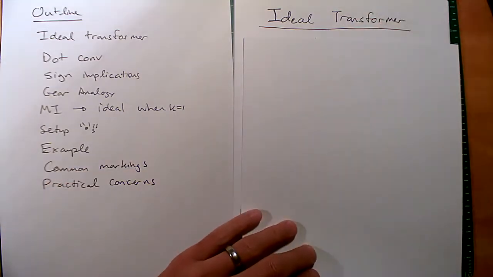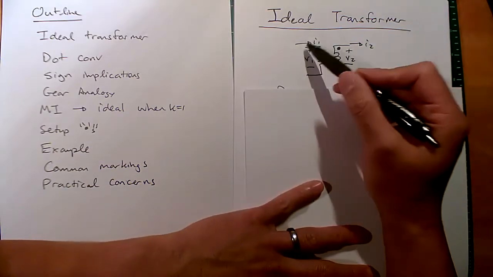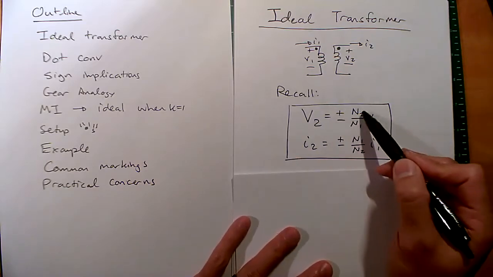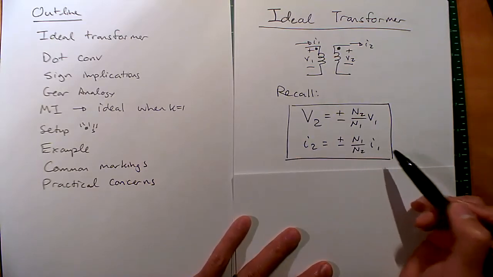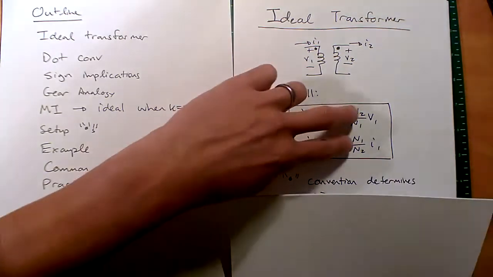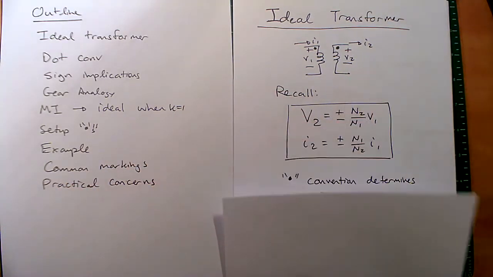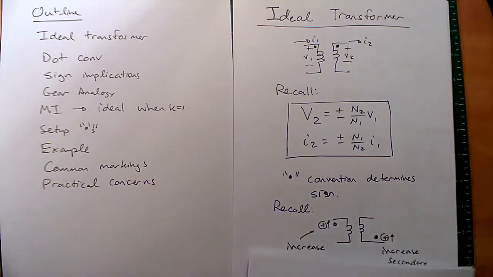Okay, so let's begin with the ideal transformer. From last lecture, we have V1, V2, I1, and I2. If you recall, we had V2 equals plus or minus N2 over N1 times V1, and I2 equals plus or minus N1 over N2 times I1. Notice the ratios are flipped, and I always have the 2, or the output, on the left. And as we said before, the dot convention determines the sign.